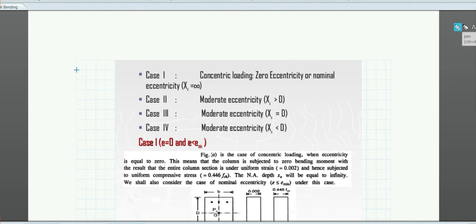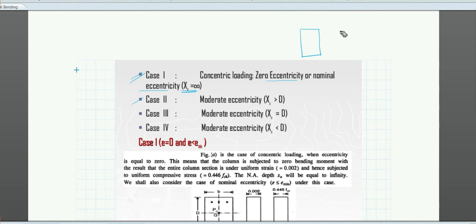So now let's go into some theory. Here I have mentioned some cases. Case 1 says concentric loading, zero eccentricity or nominal eccentricity, that is xu is equal to infinity. Just remember the beam problem.